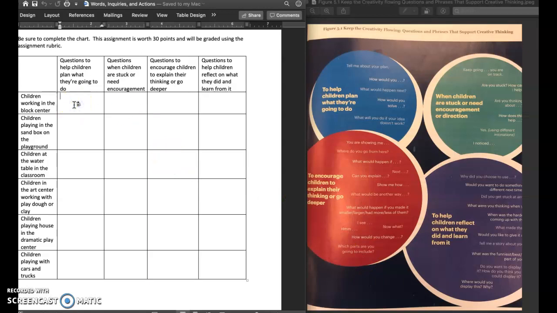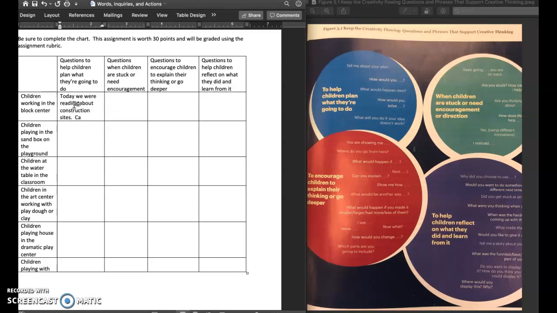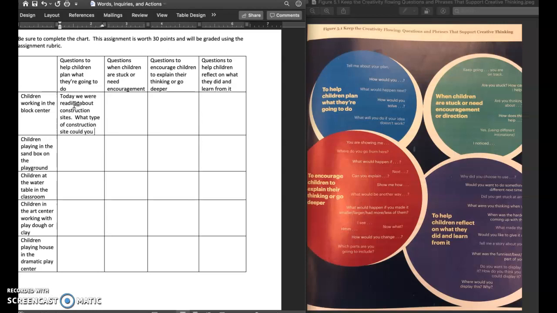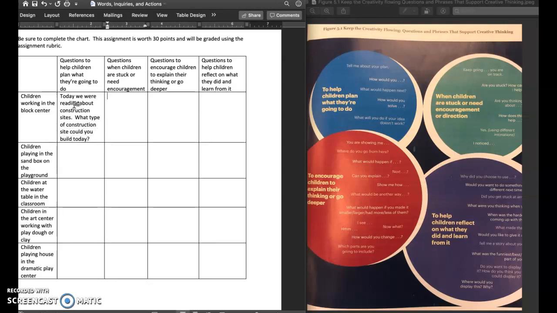So questions to help children plan what they're going to do in Block Center. Okay, so I could say, tell me about your plan, but I would like you to think about it a little bit more. So perhaps it's, today we were reading about construction sites. What type of construction site could you build today? So you're getting the children to think about what they were doing somewhere else in the classroom and to apply that in a creative way in this center play. You're helping to give them purpose, to plan.